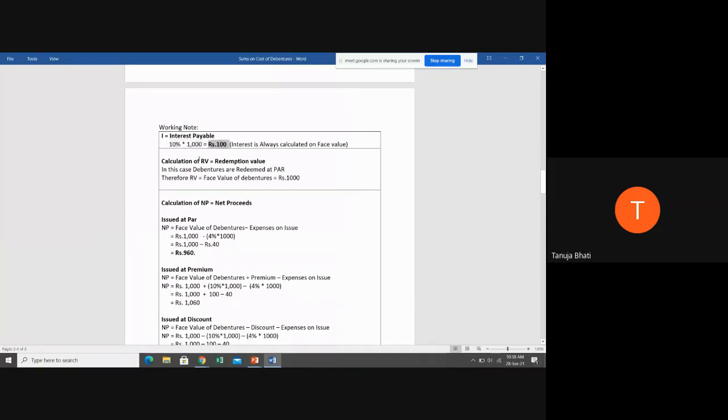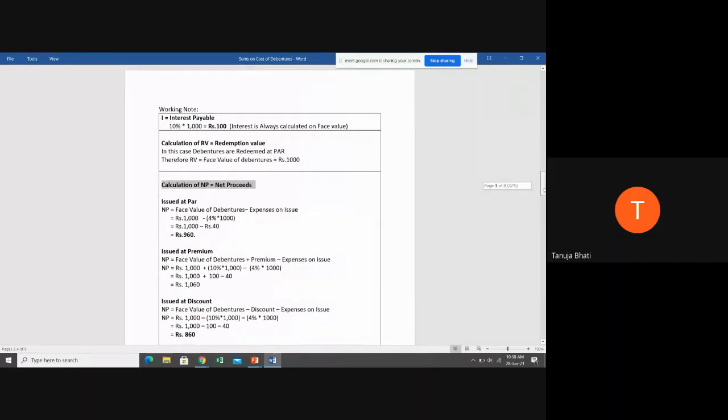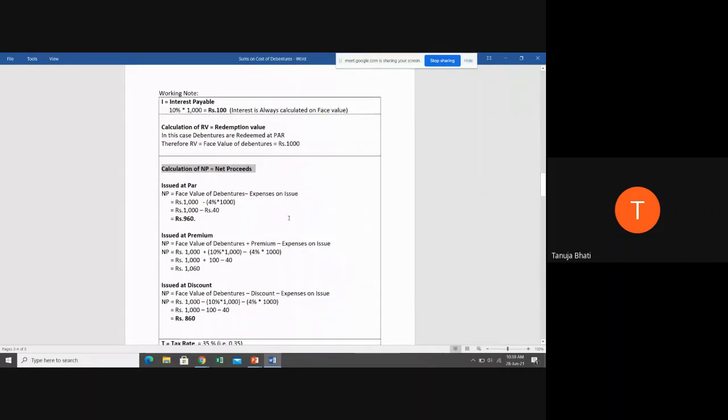Okay, next we have to calculate RV. RV is redemption value. Now in this case, debentures are redeemed at par. Therefore, RV is equal to the face value of debentures, which is rupees 1000. Next, calculation of NP, that is net proceeds. Students, already the answers are given by all. I'm just putting it in the form of solution.